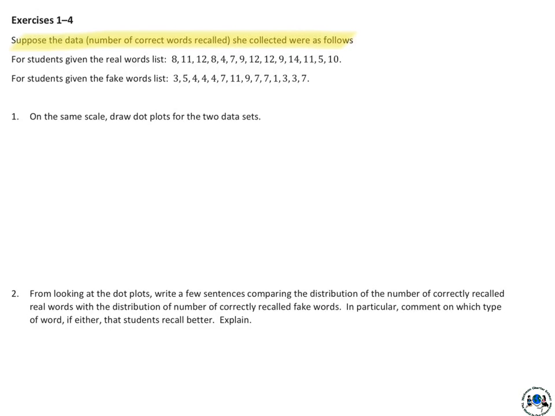Again, let's go ahead and, on the same scale, draw dot plots for the two data sets. And I think I'm safe to ask you to do that yourself before you see mine. So if you would go ahead and do that. Create two dot plots, one on top of each other, using the same scale, and have those numbers plotted out with dots. Pause, go ahead and do that, and come on back.